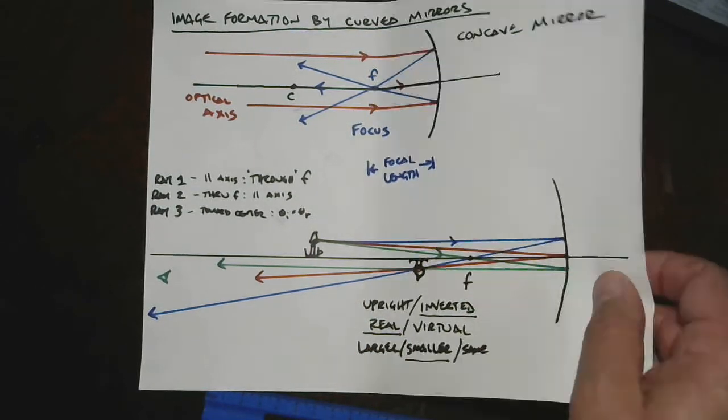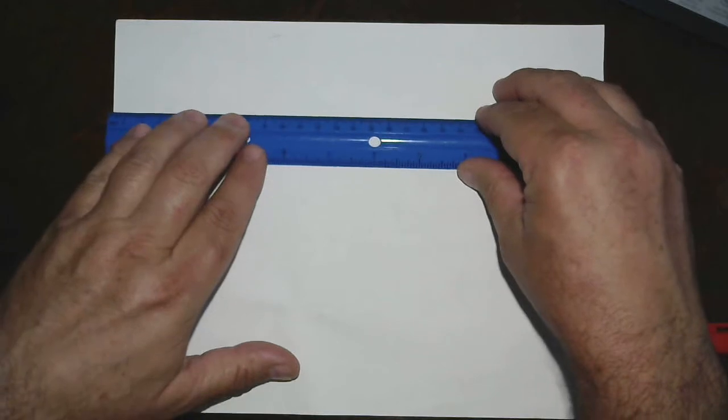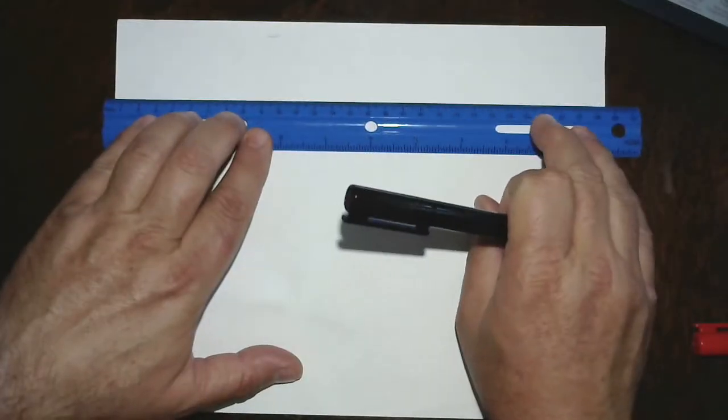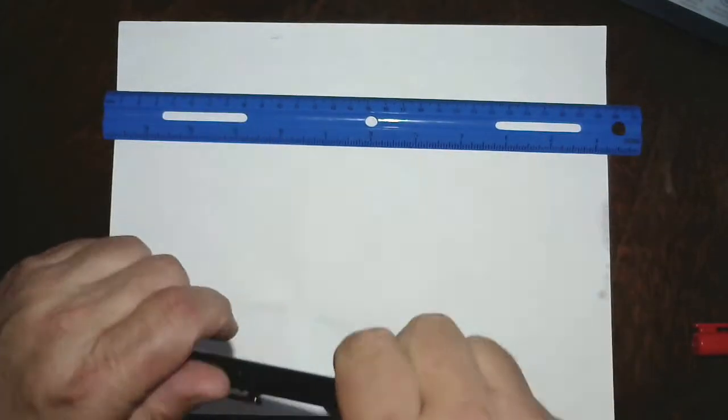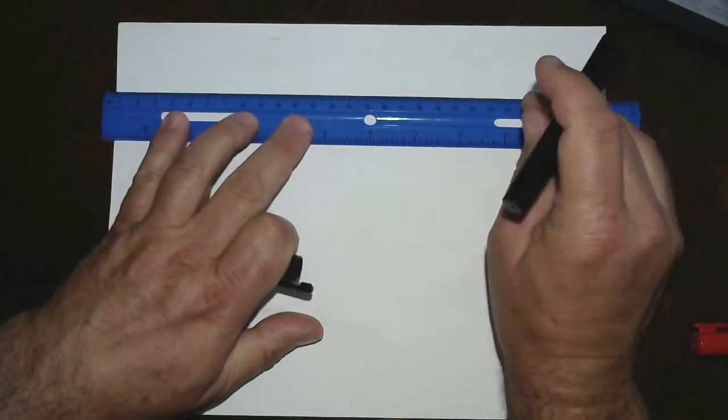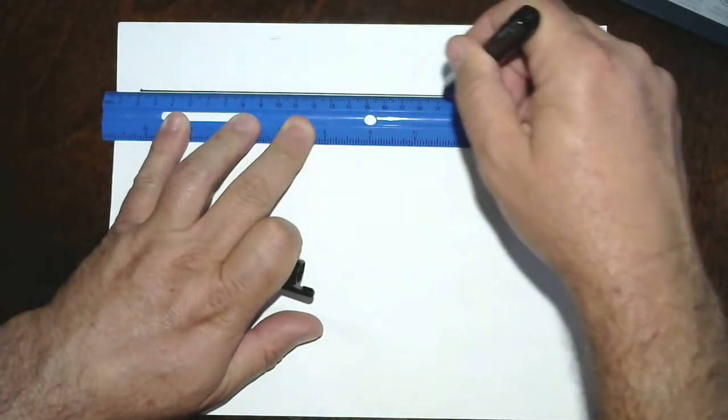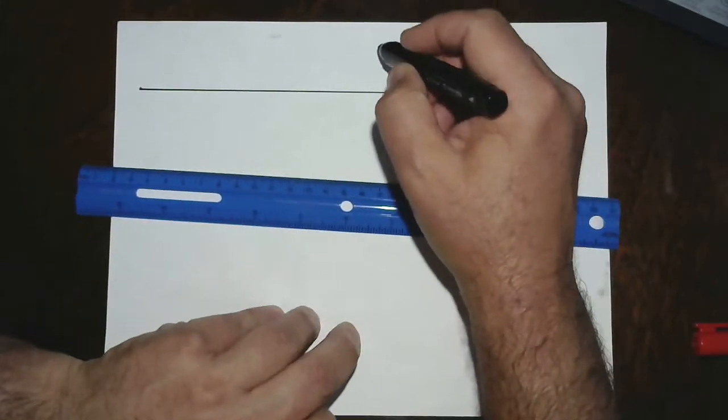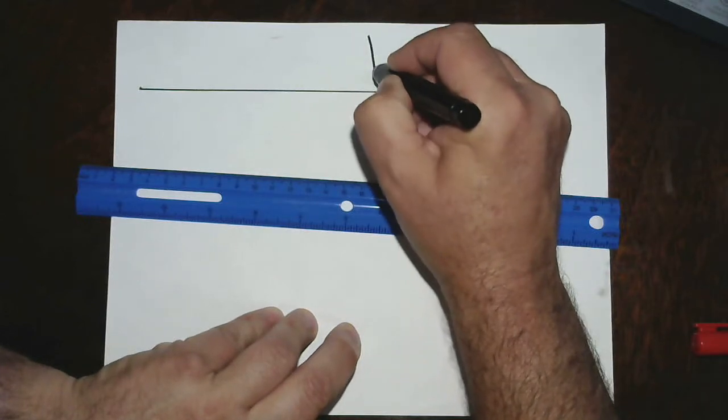Let's try another one. Let's take that same spoon and let's get closer to it. So this is going to be a concave mirror, but I'm going to put the object inside of the focal point. Now, things are going to get a little crazy. So let's draw the mirror right about here.